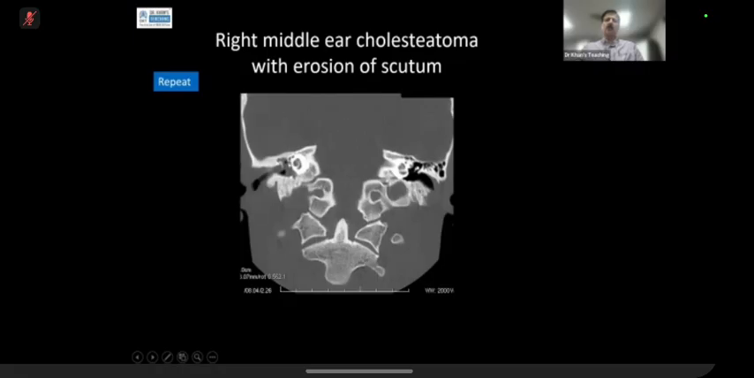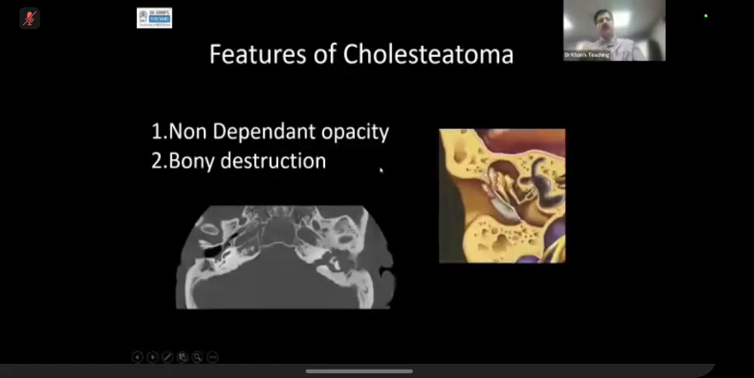On this slice, we don't see the lateral semicircular canal, but we can commit that the tegmen tympani is not eroded. So this ossicle maybe looks slightly attenuated. So this was just to develop anatomy.